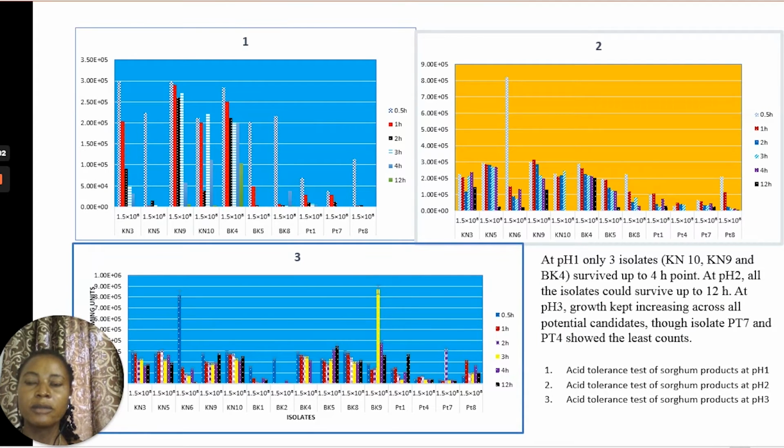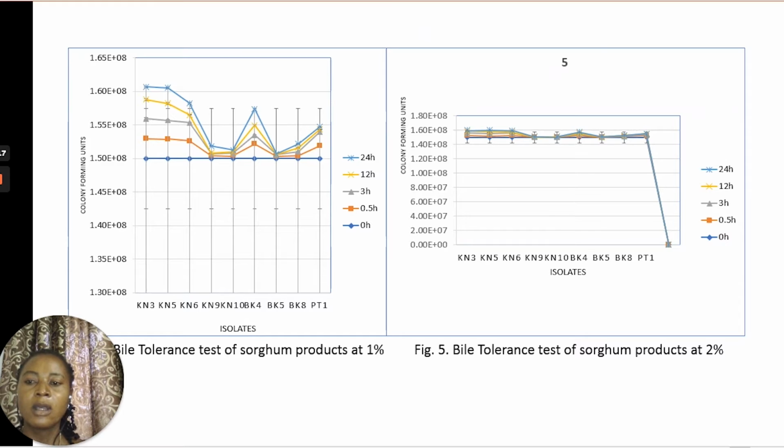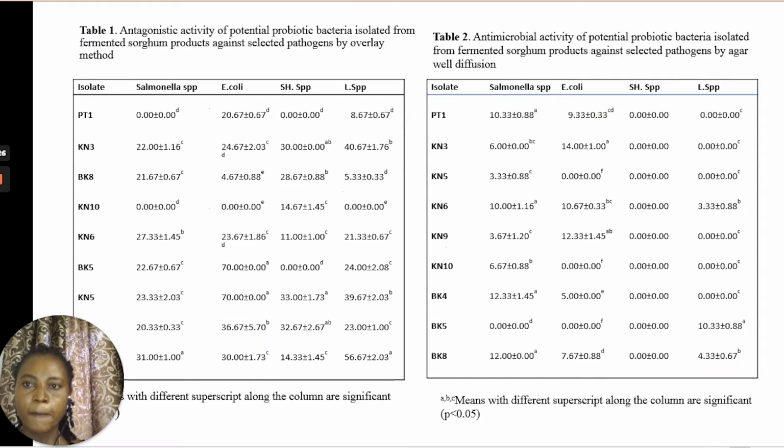The results here represent that of the survival ability in pH 1, pH 2, and pH 3. Most of them were able to survive up to 4 hours of incubation, and some even survived up to 12 hours after incubation. Figures 4 and 5 are that of the ability to survive in 1% and 2% bile solutions, respectively.